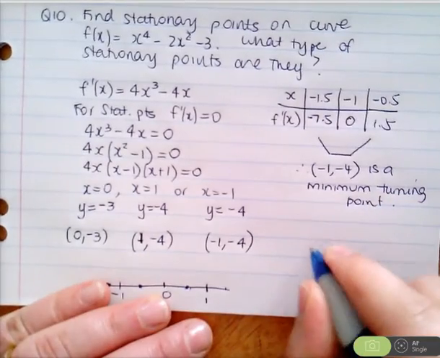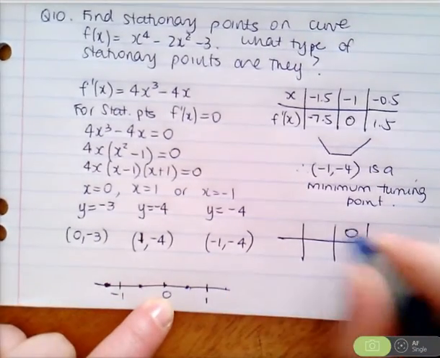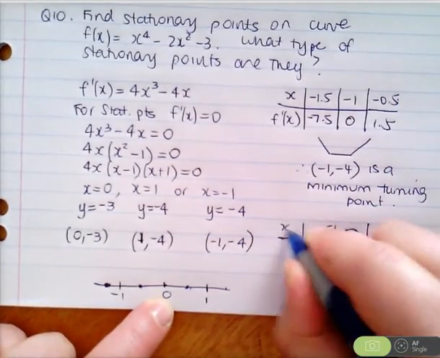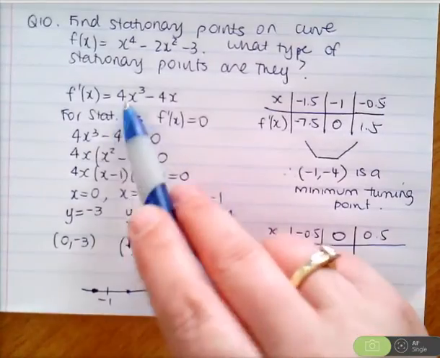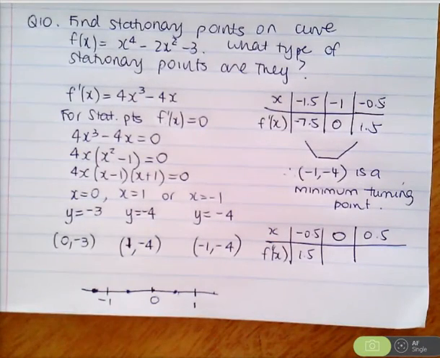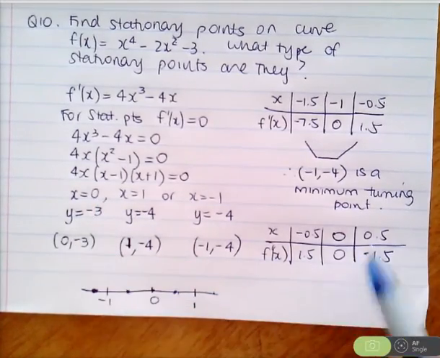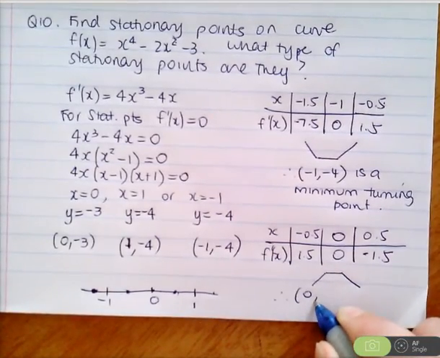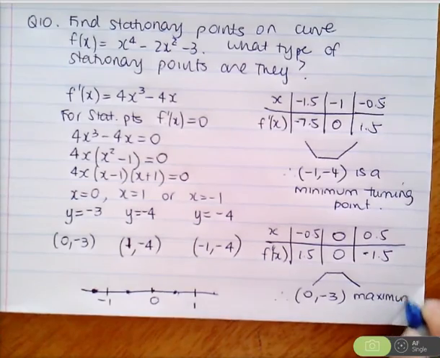Okay, we can look at the next point as well, which is 0. So 0, -1/2, and +1/2. We've already got this -1/2 done here, so that's positive 1.5. Now we need to do the first derivative for +1/2. So it will be 4 times 0.5 cubed minus 4 times 0.5, which gives us -1.5. We know that when x is 0, the gradient's 0 as well. So therefore we've got positive gradient, 0 gradient, negative gradient. So the point (0, -3) is a maximum turning point.